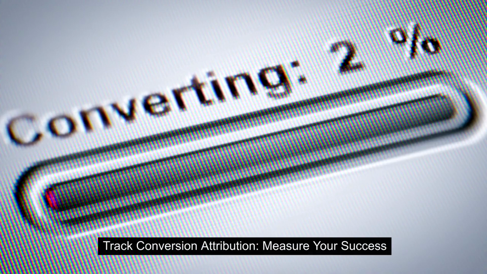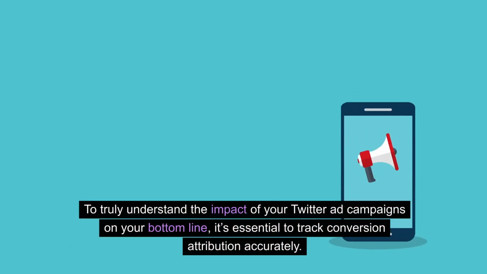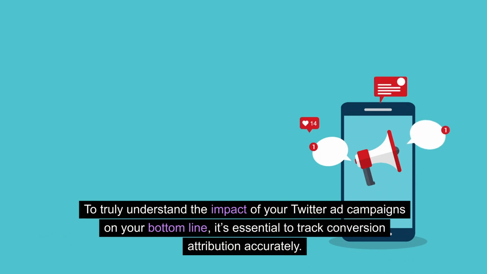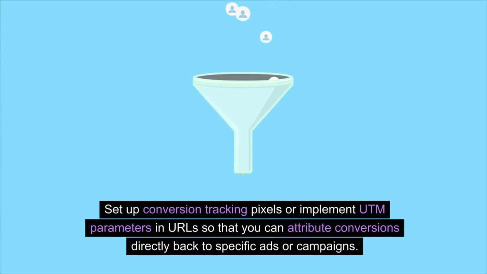Track conversion attribution. Measure your success. To truly understand the impact of your Twitter ad campaigns on your bottom line, it's essential to track conversion attribution accurately. Set up conversion tracking pixels or implement UTM parameters in URLs so that you can attribute conversions directly back to specific ads or campaigns.